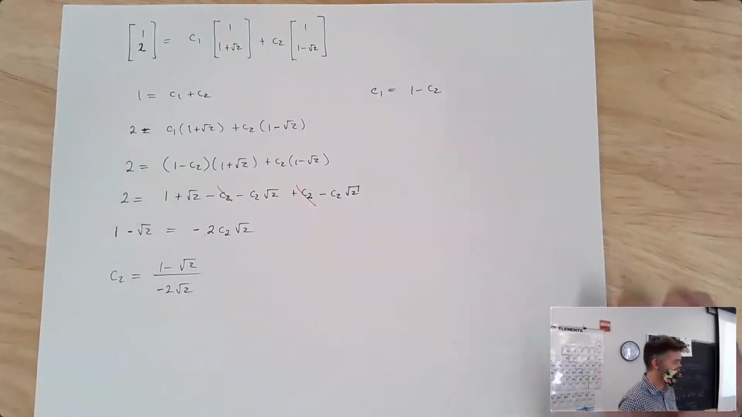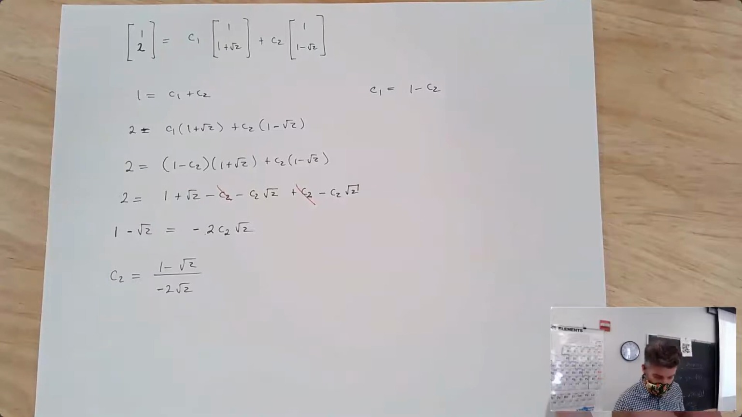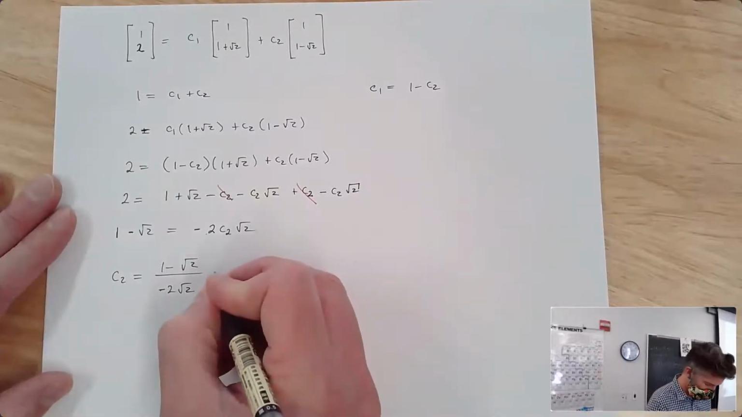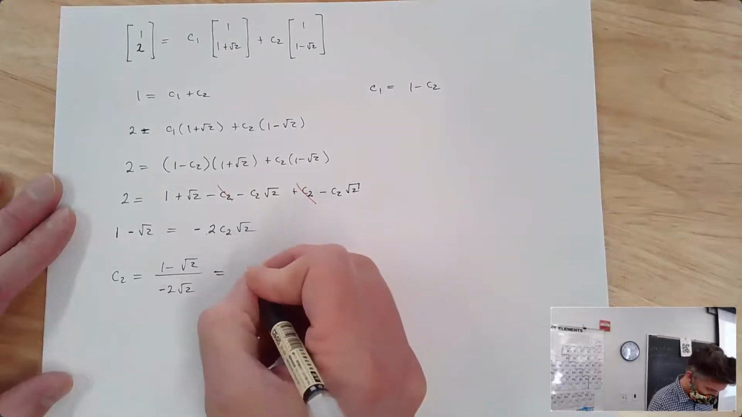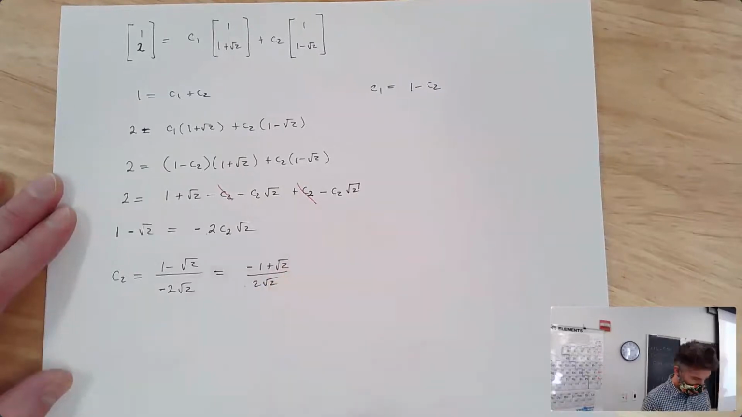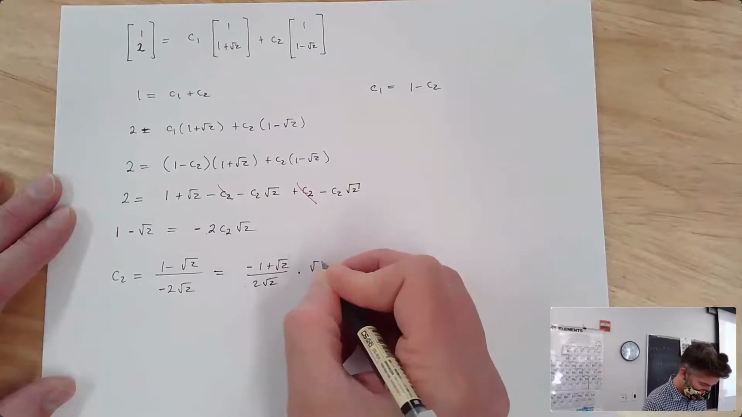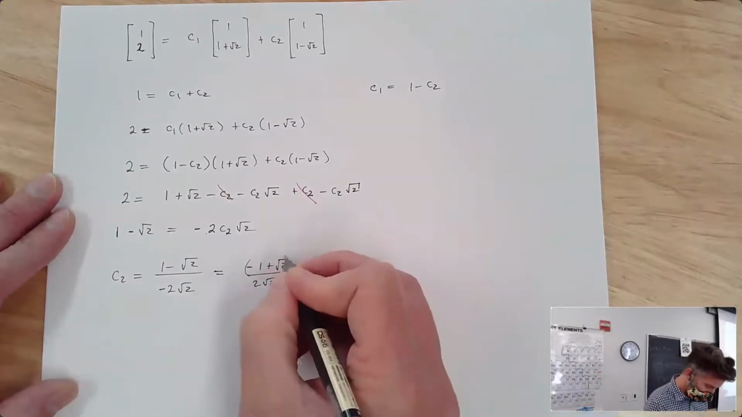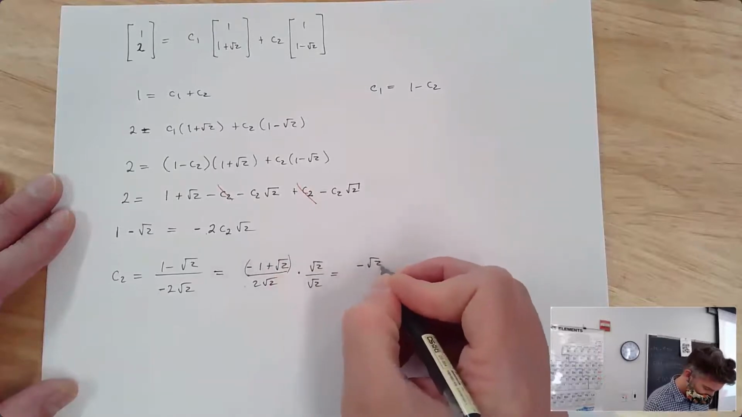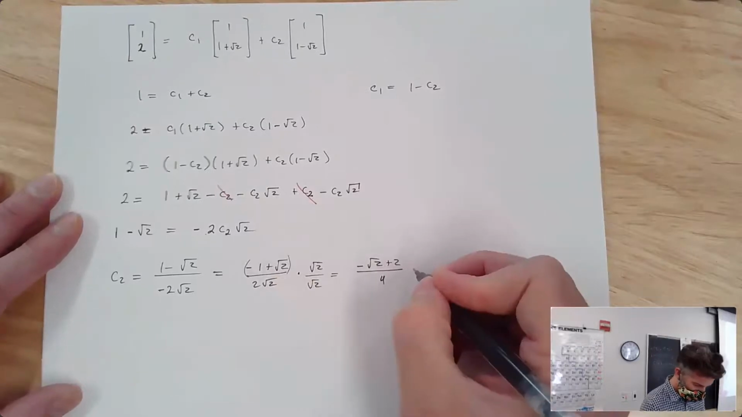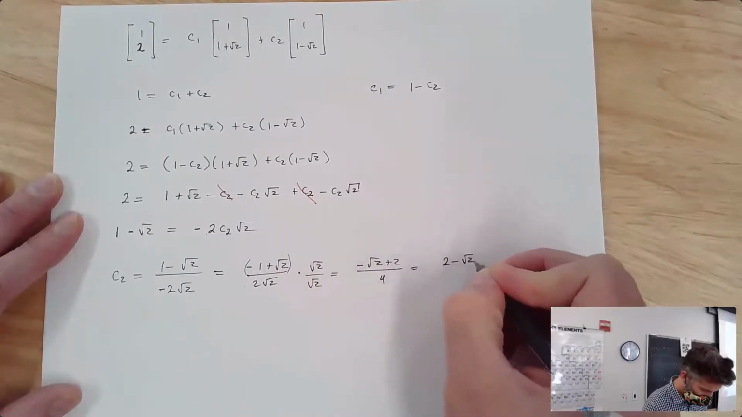Now, I am going to do a little simplifying here because I probably should. First things first, I'm going to multiply the top and bottom by negative 1 just to make it look a little bit nicer. So I'm really going to have negative 1 plus root 2 over 2 root 2. And then I'm going to multiply the top and bottom by root 2 to rationalize my denominator. So I'm going to have negative root 2 plus 2 over 2 times 2, which is 4, or 2 minus root 2 over 4.